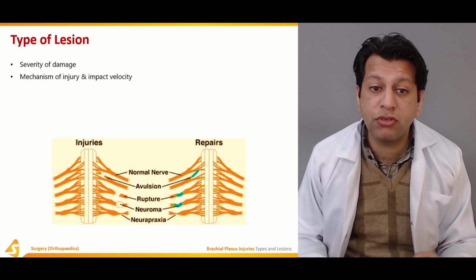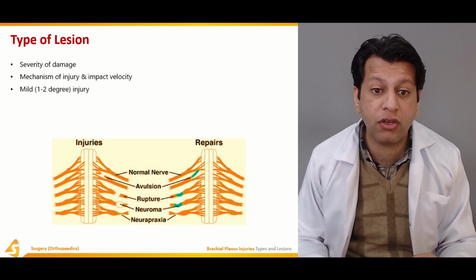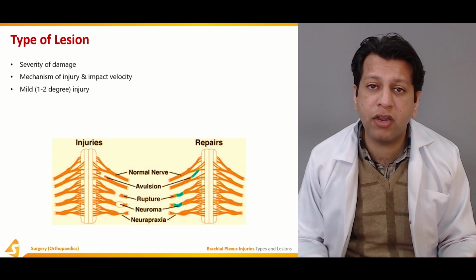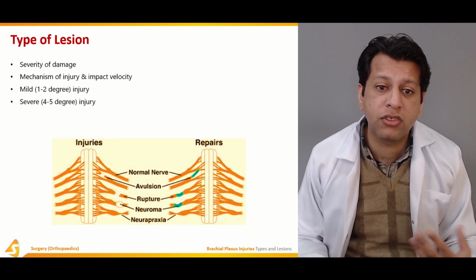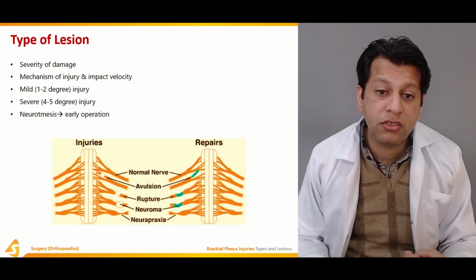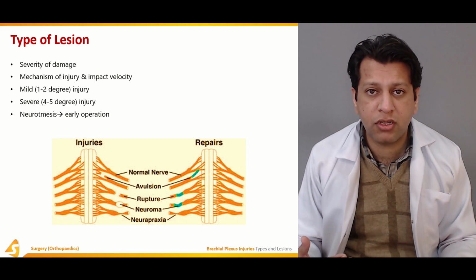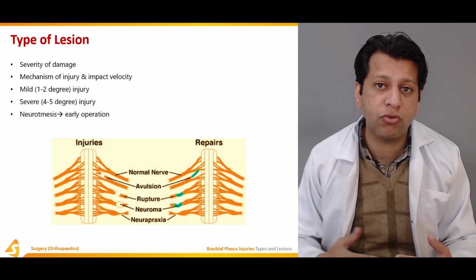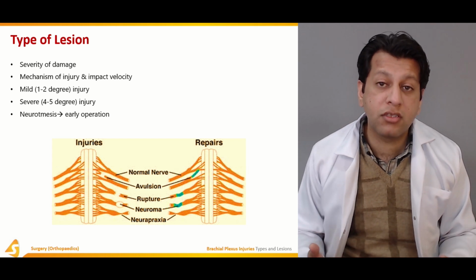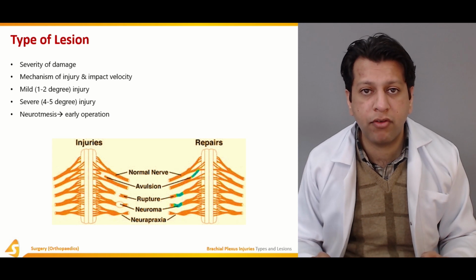As I just told you, it depends on the severity of damage, mechanism of injury, and impact velocity. Mild injury or neurapraxia could be Sunderland grade 1 or 2. Severe injury could be Sunderland grade 4 or 5. Neurotmesis is usually where there is loss of nerve function, but the whole axon sheath is not lost. Therefore, early surgery, that is early intervention in 3 to 6 weeks, can lead to complete recovery of the nerve.